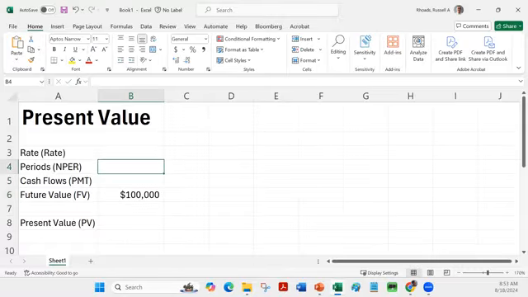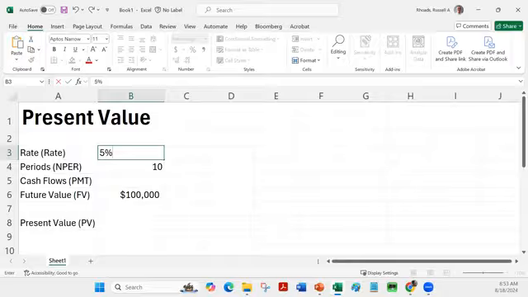And they're going to give it to us in 10 years. So we've got 10 annual periods. The periods could be monthly, it could be daily, but here we're looking at 10 years. The interest rate, let's just say that if we could buy a 10-year CD right now that would pay us 5%. So that's the interest rate.